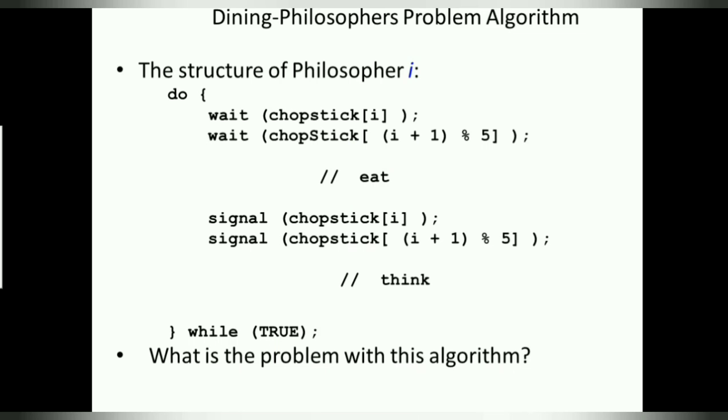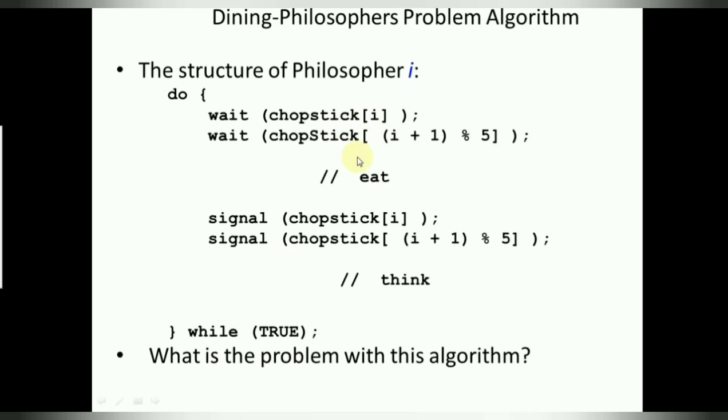Now this is the solution that we were talking about. It runs wait on the chopsticks. As I told, it needs 2 chopsticks, the 2 chopsticks that are close to it. So if i is equal to 1, it needs chopstick 1 and chopstick 2 that are close to it.